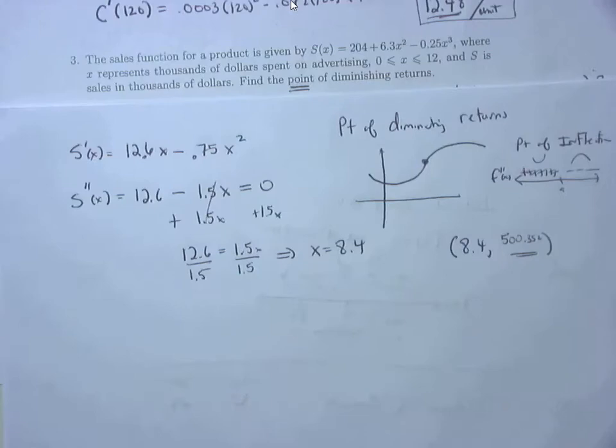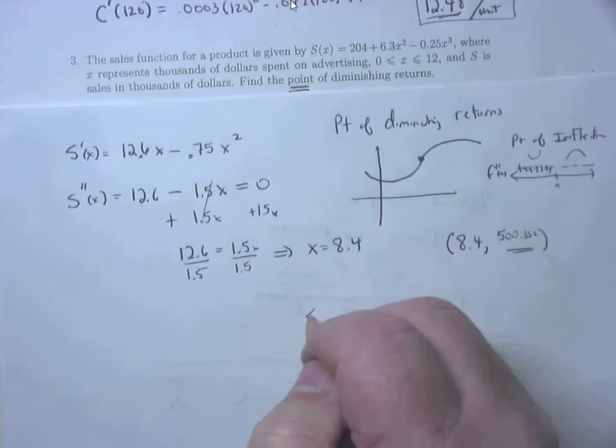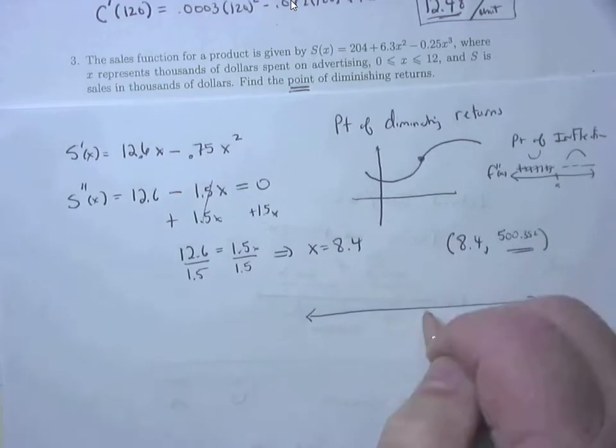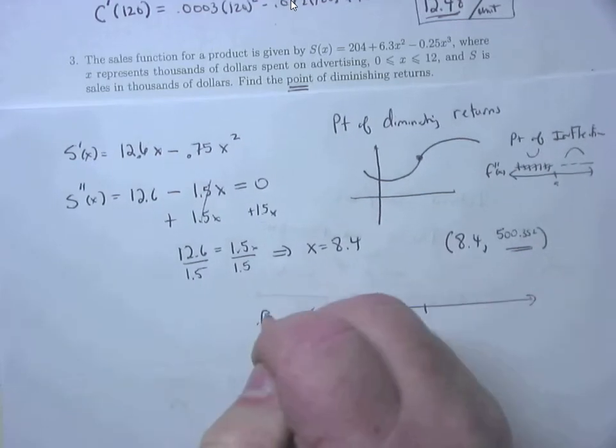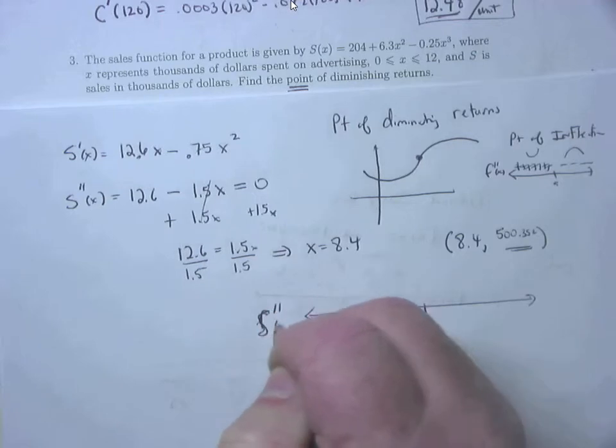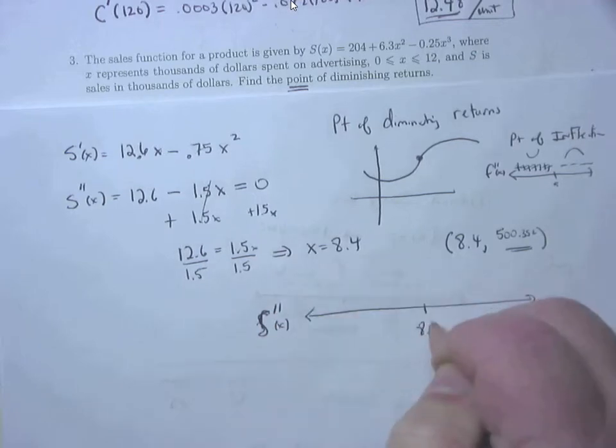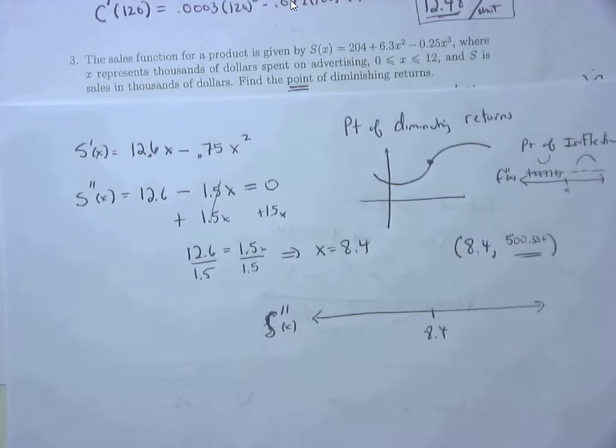Now, you want to prove that this is the actual point of diminishing returns. And so, here is my second derivative. We'll call it S double prime of x. Here's my 8.4. And here's the most important part. And I should have checked just before I said anything.